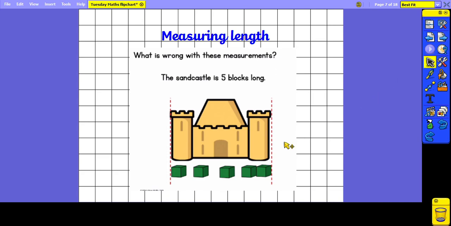Okay, so this time blocks have been used to measure the length of the sandcastle, and it says the sandcastle is 5 blocks long. But what is wrong with this measurement? So the blocks are all the same size this time, which is good, but the mistake is that some have got big gaps in between them and some have got little gaps. To do it properly, the blocks should be touching each other. We shouldn't have all of these gaps in between them. Okay, so that's the mistake this time.